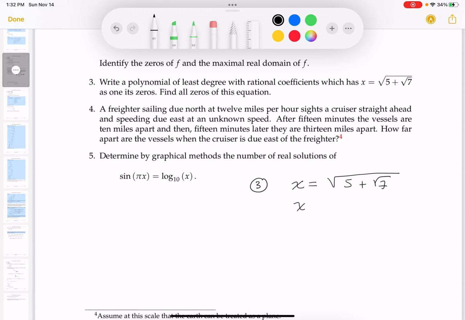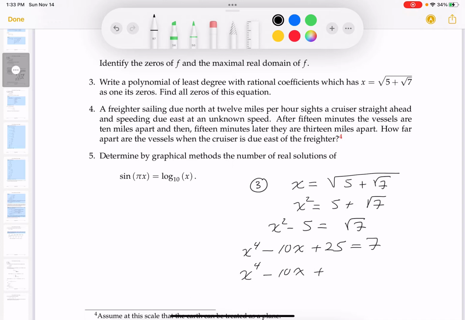And what do you get? x squared equals 5 plus root 7. Well, that was pretty easy. Then I'm going to do x squared minus 5 equals root 7. Now, root 7 is still an irrational number, and I've got to get rid of that. So I'm going to square both sides now. And what do you get? You get x to the fourth minus 10x squared plus 25 equals 7. And I think I have it now. x to the fourth minus 10x squared plus 18 equals 0.